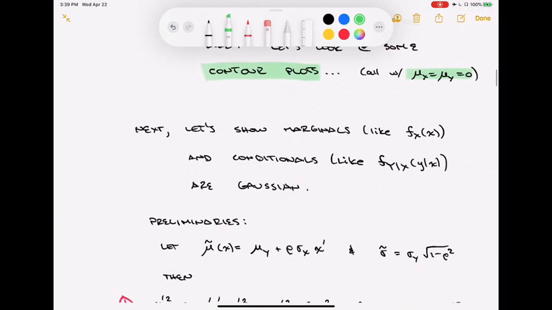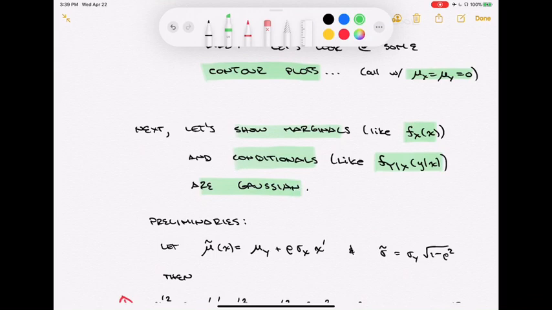Let's go ahead and show that the marginals, that might be something like fx of x, which we would get from the joint distribution fxy, or the conditionals, which also can be gotten from the joint distribution, something like fy given x, are Gaussian.